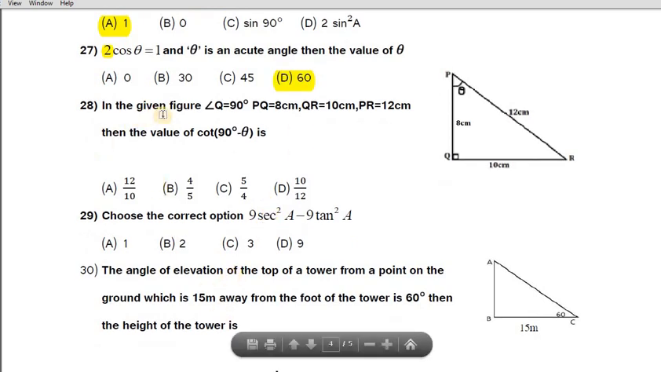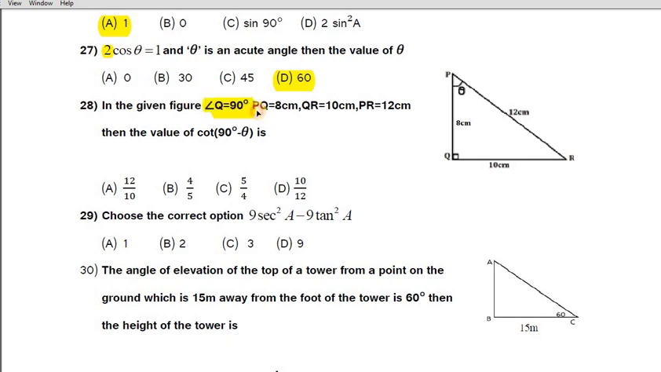Question number 28. In the given figure, angle Q equals 90 degree, PQ equals 8 centimeter, QR equals 10 centimeter, PR equals 12 centimeter. Then the value of cot (90 degree minus theta) is, options are 12 by 10, 4 by 5, 5 by 4, 10 by 12. See which value we need to find? Cot (90 degree minus theta). It is in complementary angle form. So cot (90 degree minus theta), we can write it as tan theta.